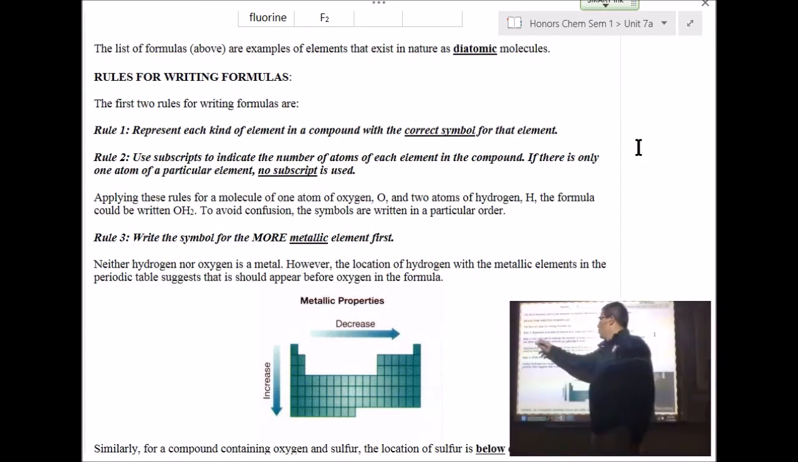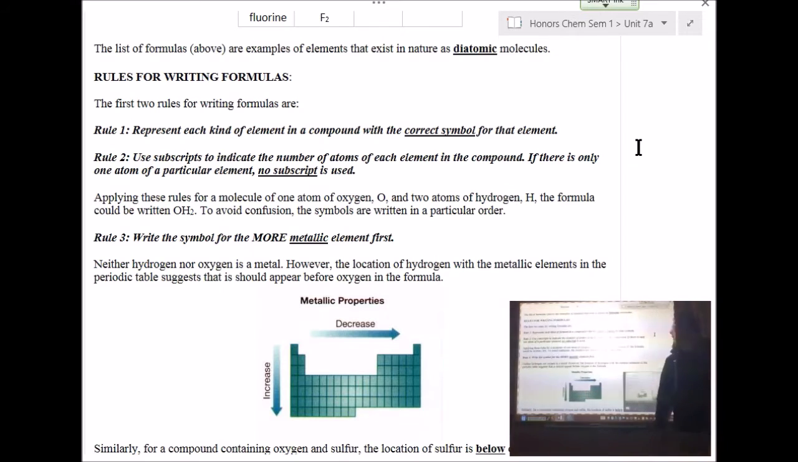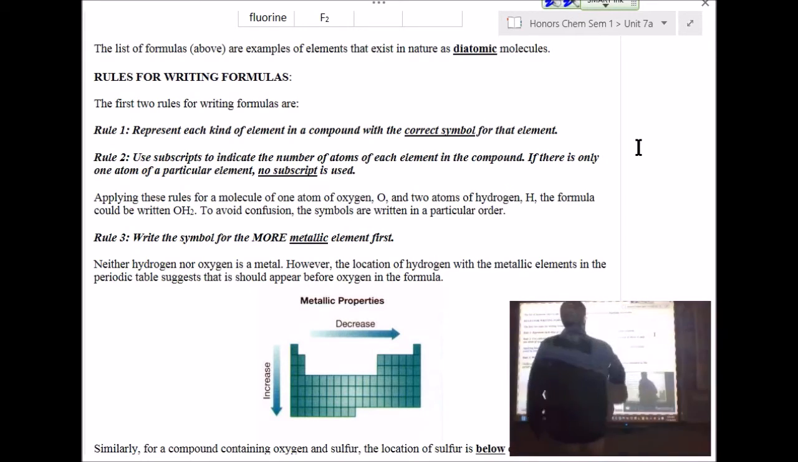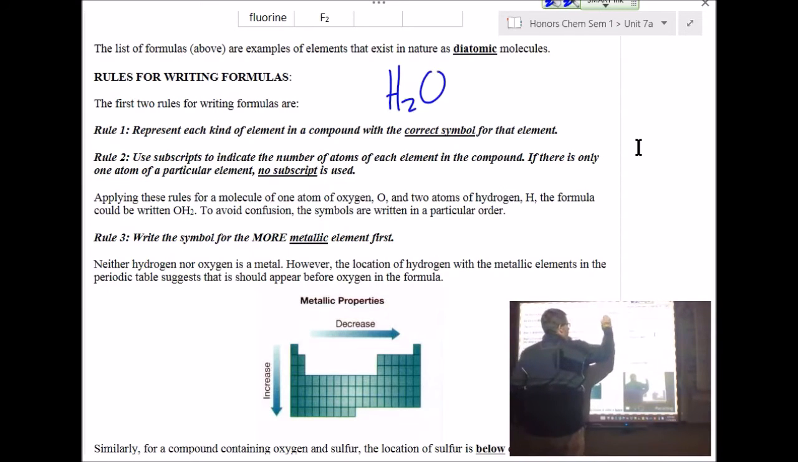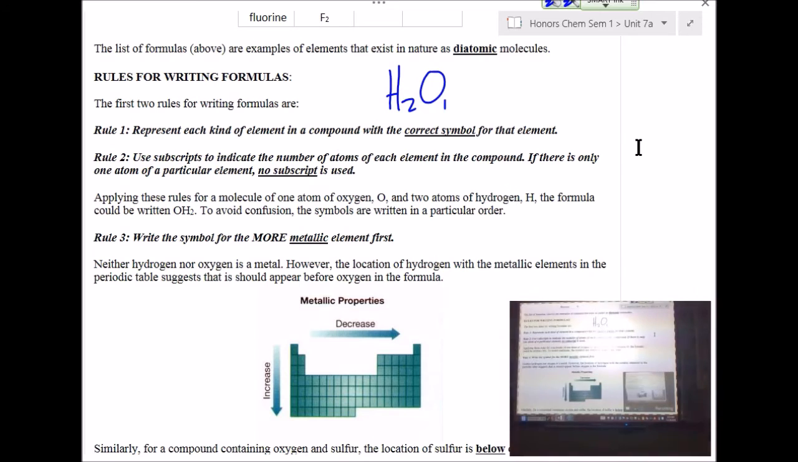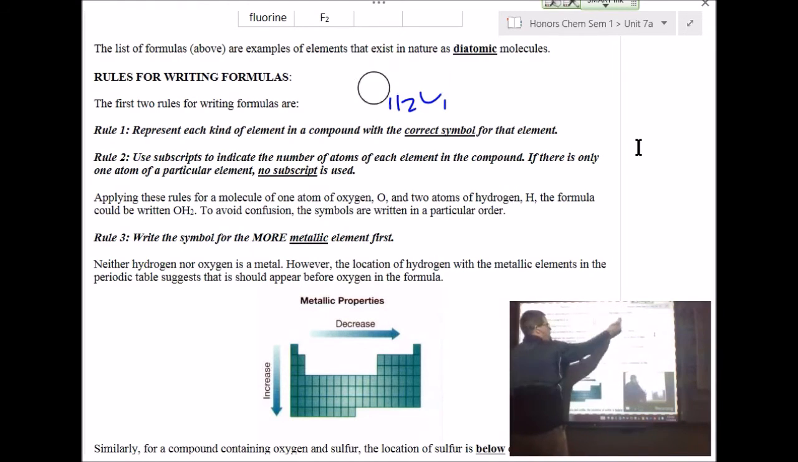Number 2, use subscripts to indicate the number of atoms of each kind of element in the compound. If there's only one, don't use a subscript. So like for example, if we write out H2O, we don't write H2O1. You don't do that. Okay? If you have at least one element represented, no subscript is needed. Okay? Kind of common sense there.